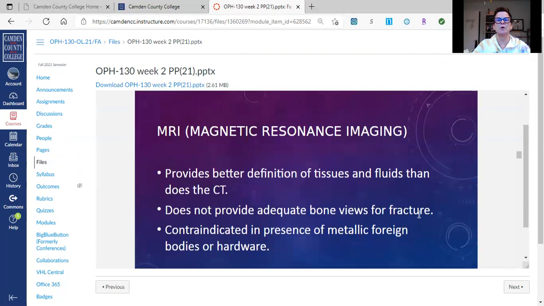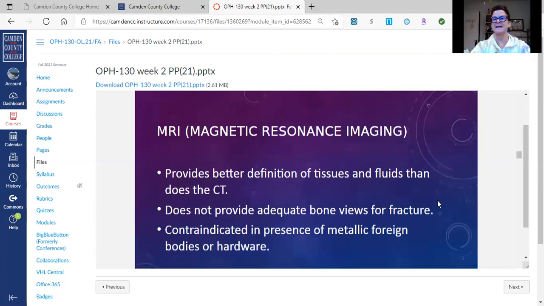We can also do an MRI to image the orbits. MRI provides better definition of tissues and fluids than the CT does. It does not provide adequate bone views for a fracture, and it is contraindicated in the presence of a metallic foreign body or hardware. So that patient we saw a few slides ago that had the BB in the orbit, hopefully they would have been aware of that history.